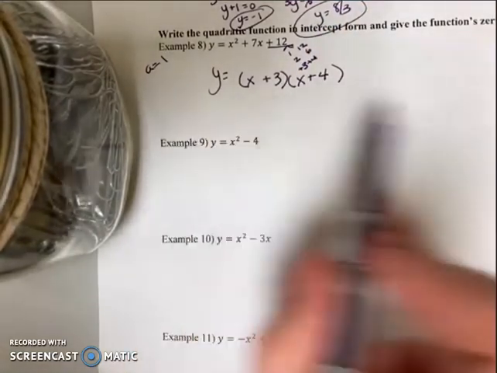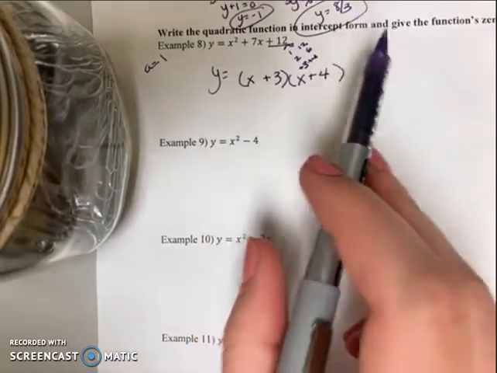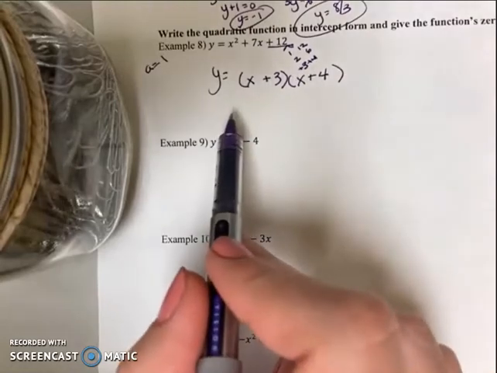Now, it's not set equal to 0, so I'm not solving for anything. The directions just asked to rewrite it into intercept form, and I have.